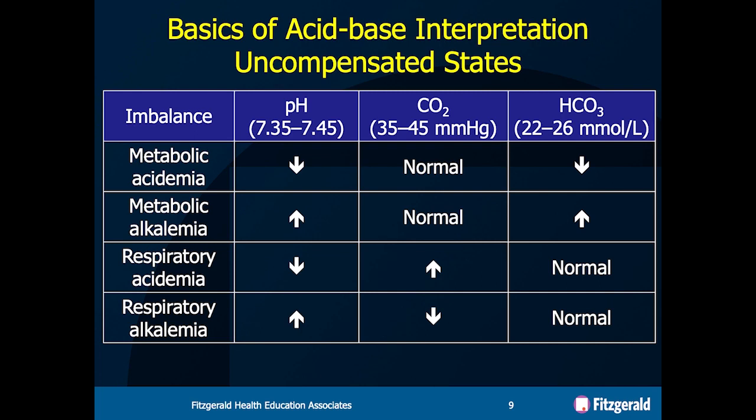This is probably the easiest and most obvious for ABG interpretation: the uncompensated acid-base balance states. So remember that normal pH is 7.35 to 7.45. The normal CO2 is 35 to 45 millimeters of mercury. The normal bicarb is 22 to 24 millimoles per liter. Those are our normal values.